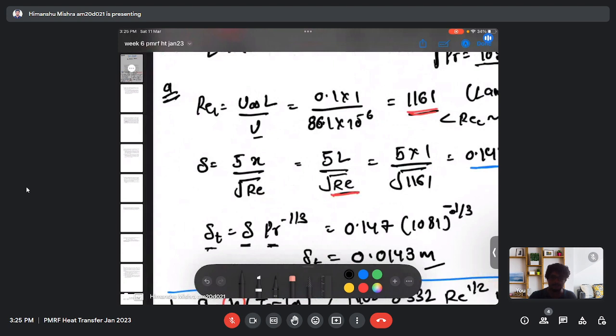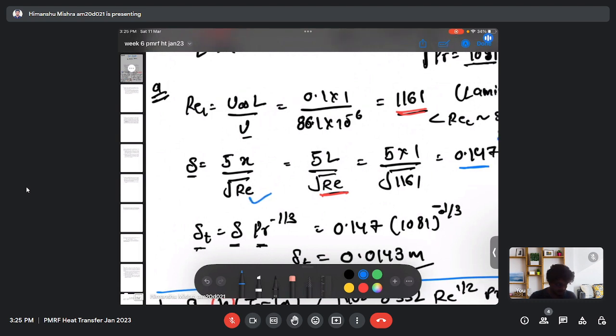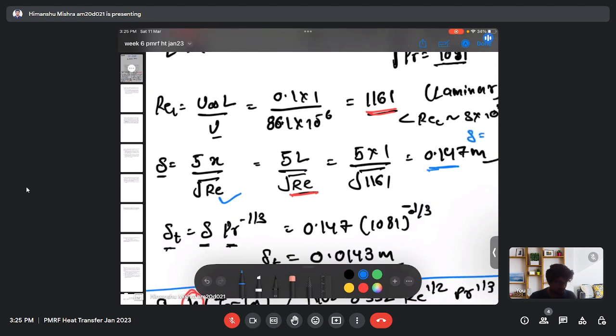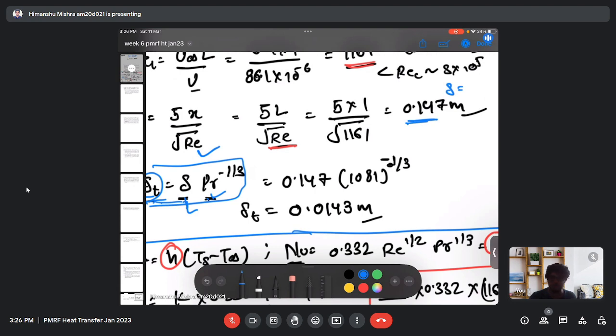So for the laminar flat plate case, we determine the velocity boundary layer thickness by using this correlation, which is a function of Reynolds number as well as the length of the plate. Once we get the boundary layer thickness, we know how to calculate the thermal boundary layer thickness, because in earlier weeks we already used this expression to compare the thermal boundary layer thickness to the hydrodynamic boundary layer thickness. So this thermal boundary layer thickness is a function of velocity boundary layer thickness as well as the Prandtl number, and we know both, so we can easily get the thermal boundary layer thickness.